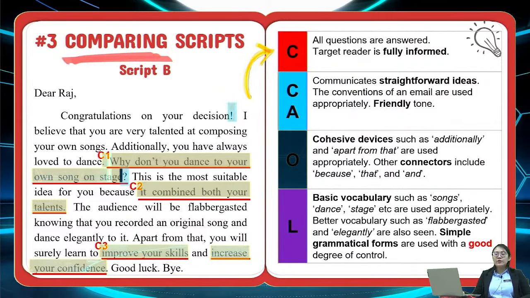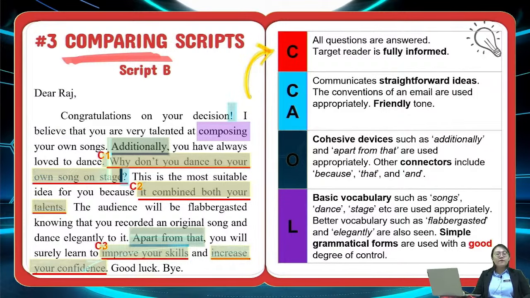And let's look at the organization. Organization, obviously, we are able to identify some cohesive devices such as additionally, apart from that. Okay, so there are also other simple connectors such as because, that, and that is used in this writing.